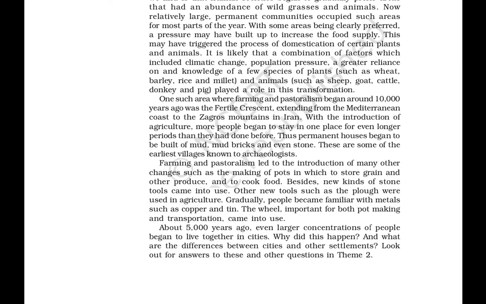It is likely that a combination of factors, which included climatic change, population pressure, a greater reliance on and knowledge of a few species of plants, such as wheat, barley, rice, and millet, and animals such as sheep, goat, cattle, donkey, and pig, played a role in this transformation. One such area where farming and pastoralism began around 10,000 years ago was the Fertile Crescent, extending from the Mediterranean coast to the Zagros Mountains in Iran.